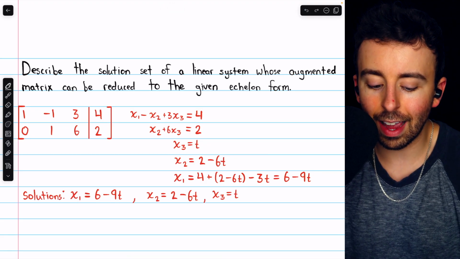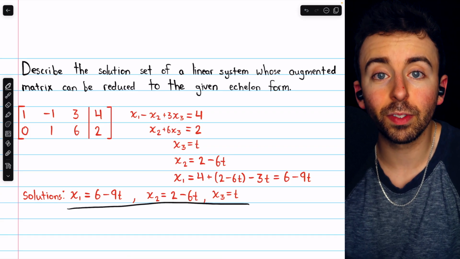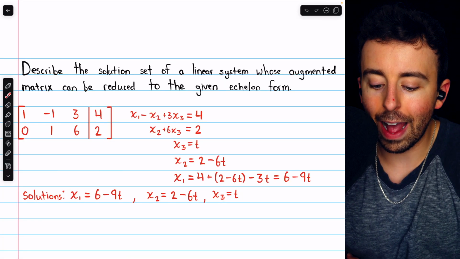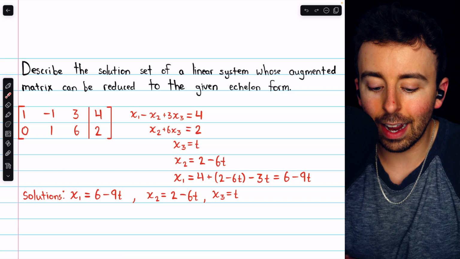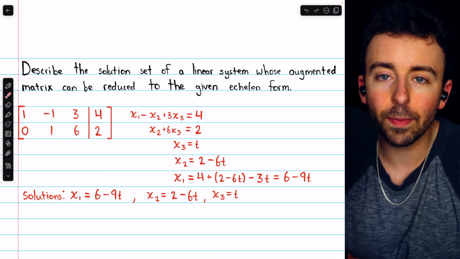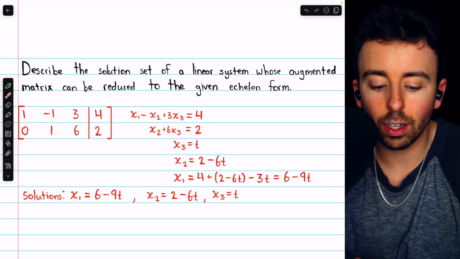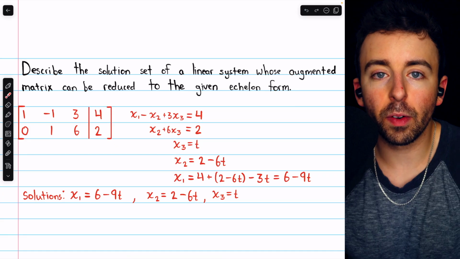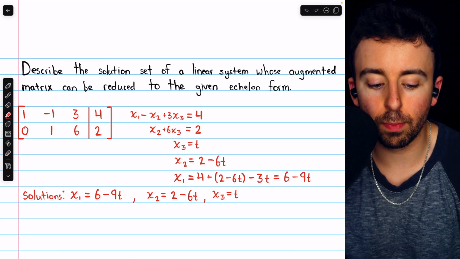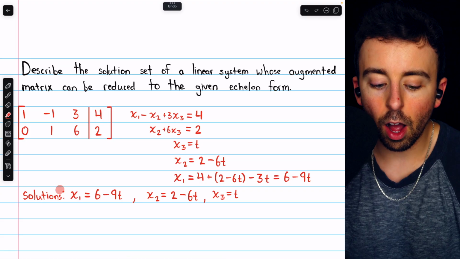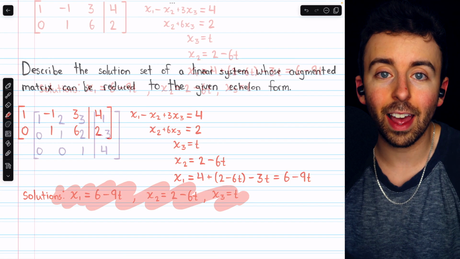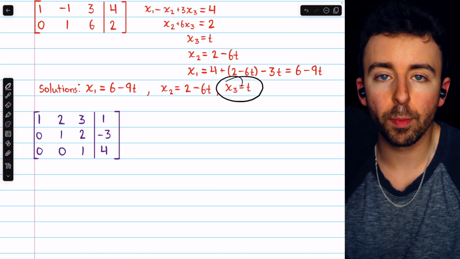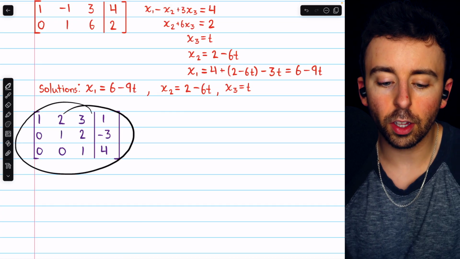And so the solution set can be described like this in terms of t. Any triple x1, x2, x3 of this form, where x3 is free to be whatever it likes, and x2 and x1 are calculated accordingly. Any triple like that is a solution to the system represented by this reduced matrix. And of course, any system of equations whose augmented matrix could be reduced to this row echelon form also has this as its solution set. That first example had infinitely many solutions, since x3 was a free variable. This next example has one unique solution.